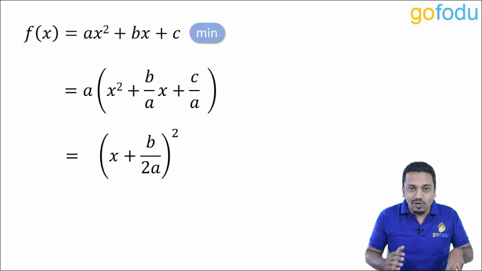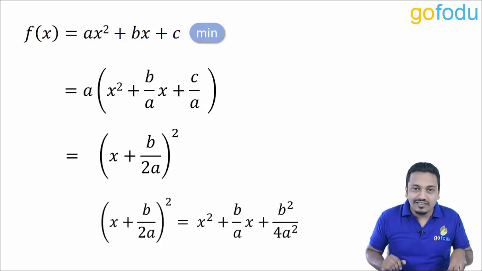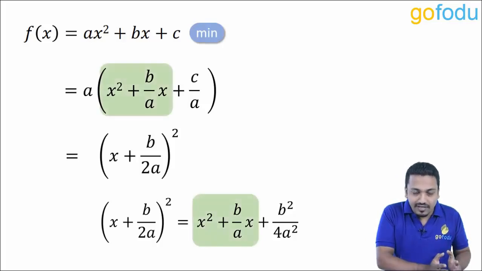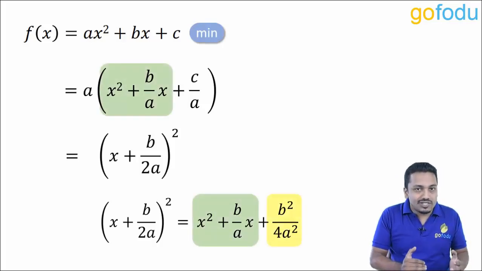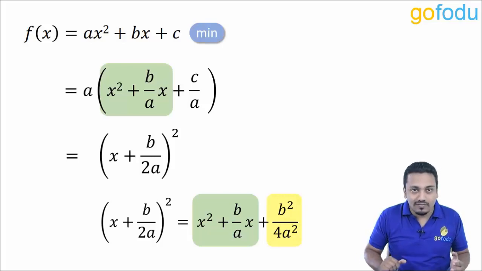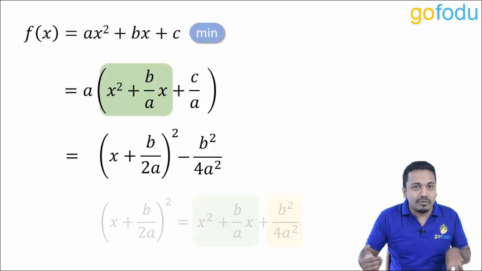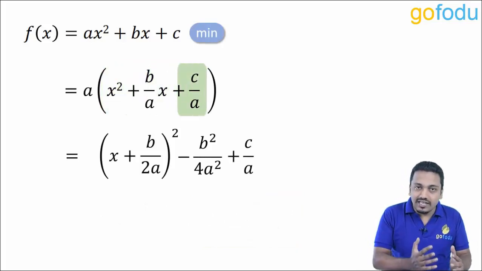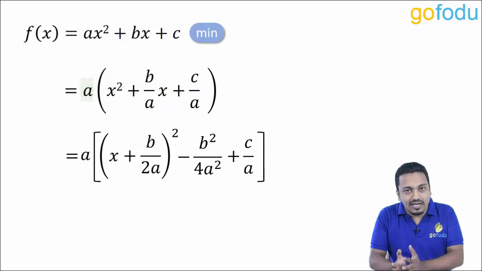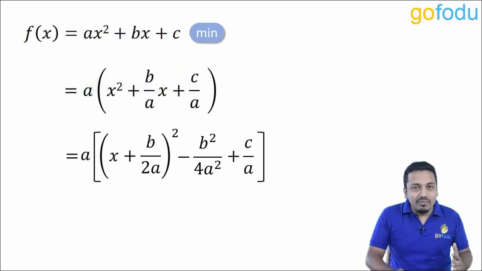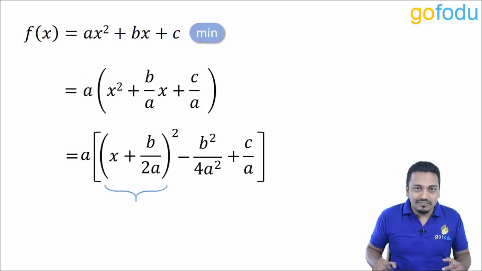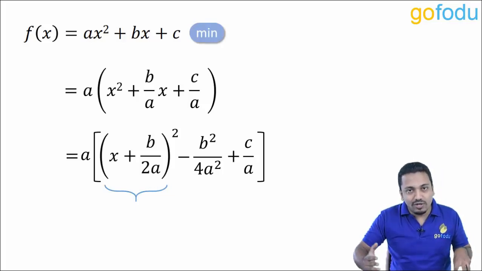But x plus b by 2a whole square will open like this, right? This x square plus b by a x is what we want. But b square upon 4a square is extra that we don't want. So this we are going to subtract from our perfect square. Then this c by a will come as it is, and this a outside the bracket will also come as it is. Now for the minimum value of f of x, this part containing x should be minimum. We can only vary the variable part, right? So we have to bring this part to the minimum.